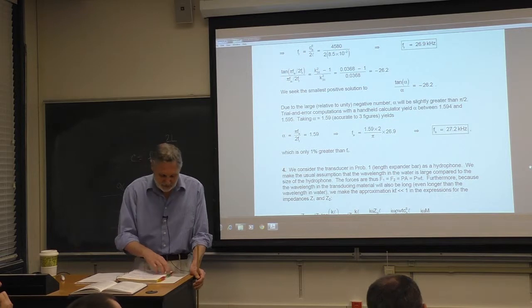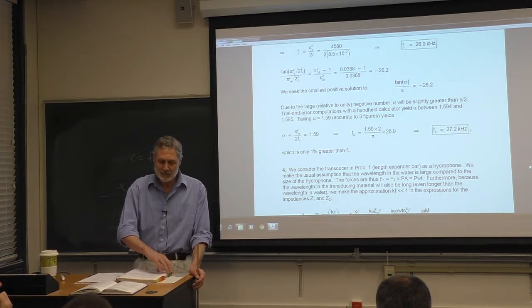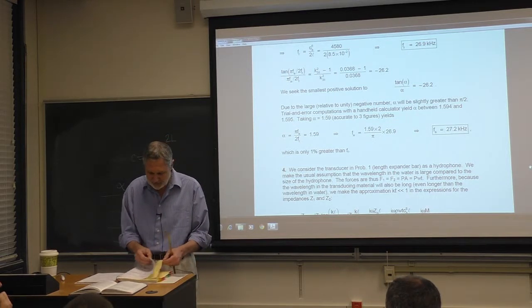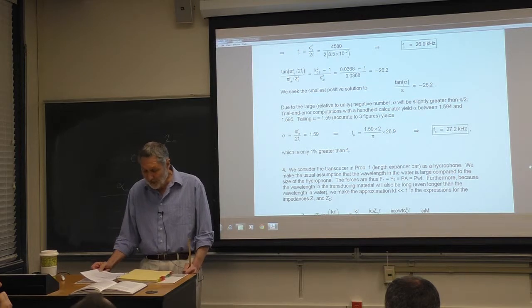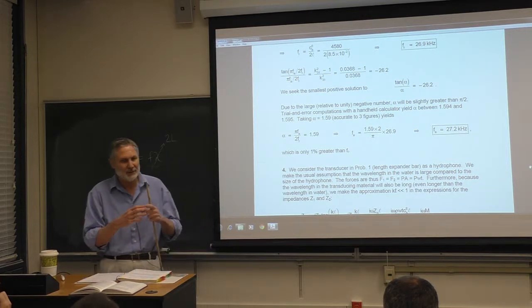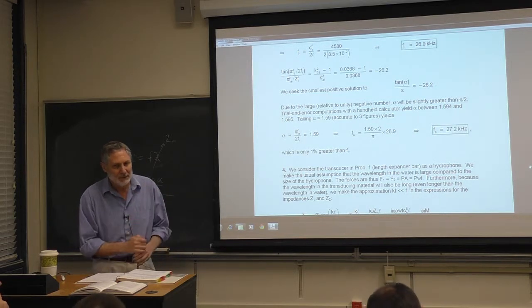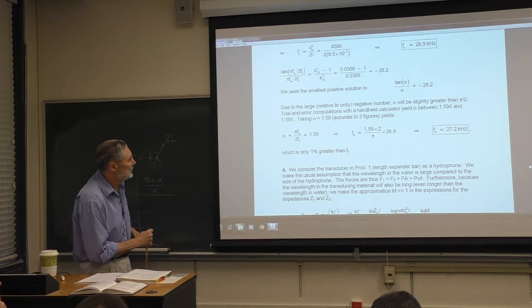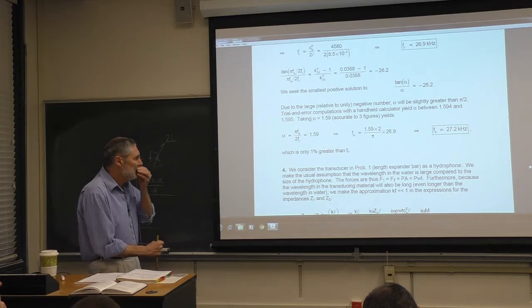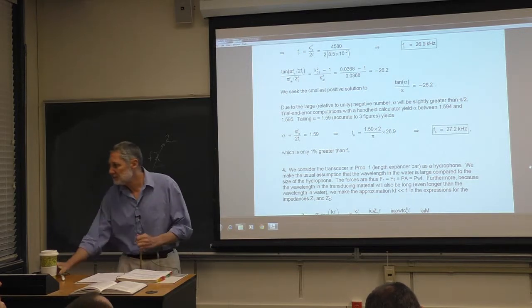Essentially, in this problem set, all of the problems are essentially the length expander bar. Now, the next one's going to be a cylinder, but we're going to imagine spreading it out and opening it up. So all of these problems are length expander bar. And we're going to use it as a hydrophone.